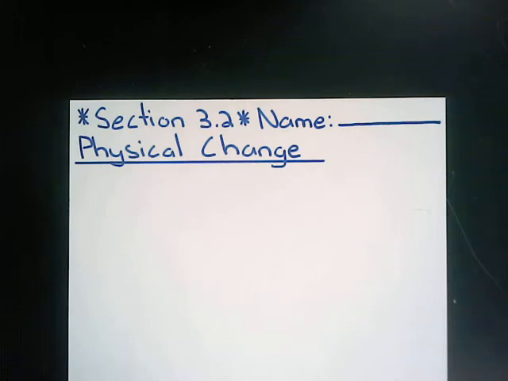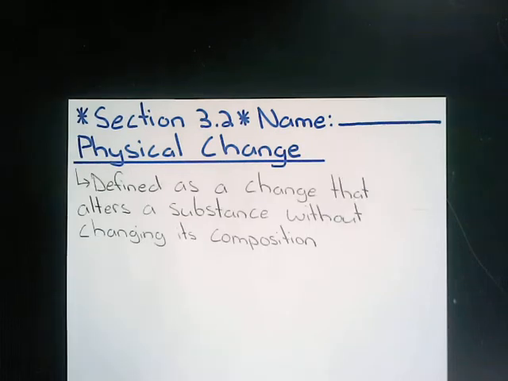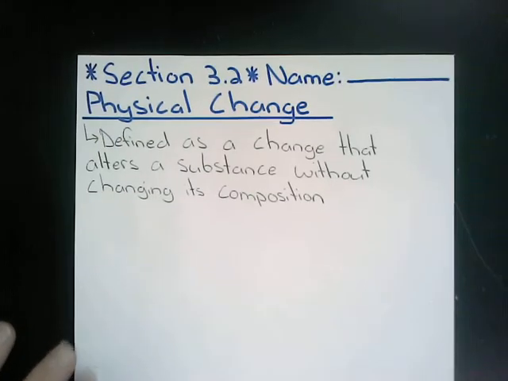So we start out here with physical change. And physical change is defined as a change that alters a substance without changing its composition. Now, a good example of a physical change would be crumpling up a sheet of aluminum foil.